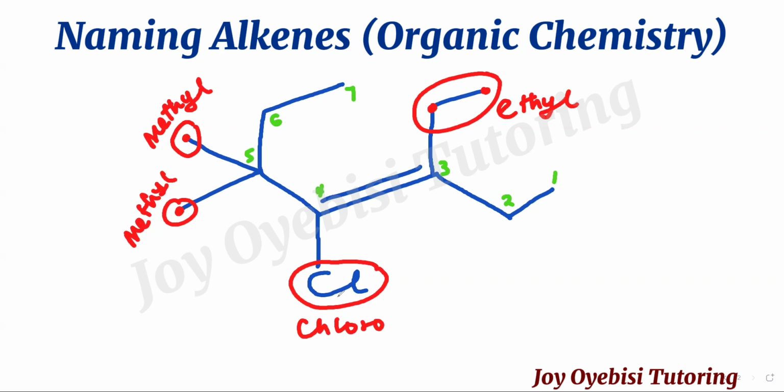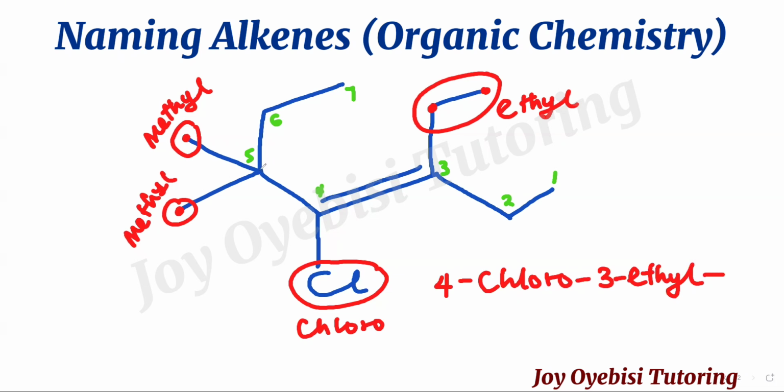Okay, so we're going to start with the chlorine since that starts with C. So that would be 4-chloro, another hyphen. Then we move on to the next alphabetical order, and that's ethyl. So you have 3-ethyl. We'll move on to the next one.